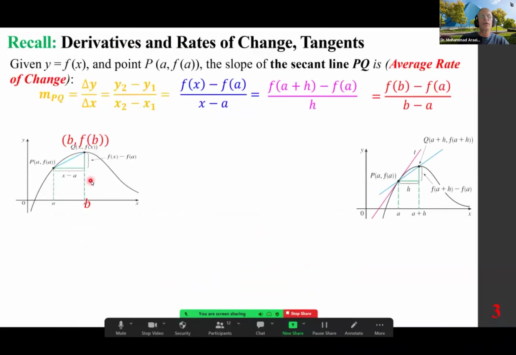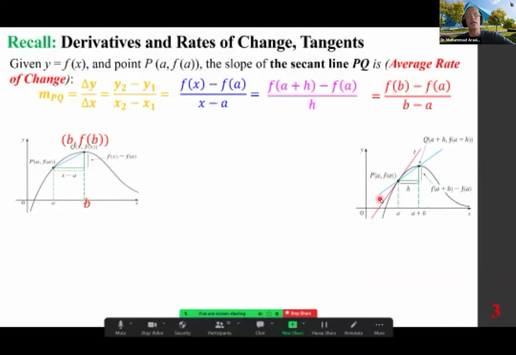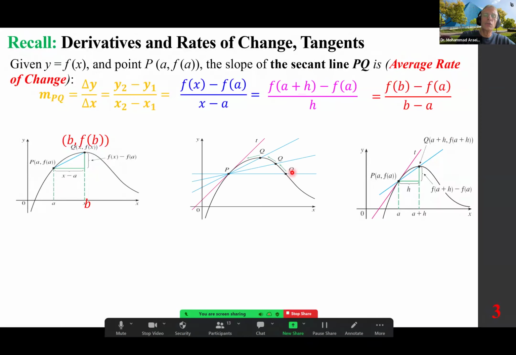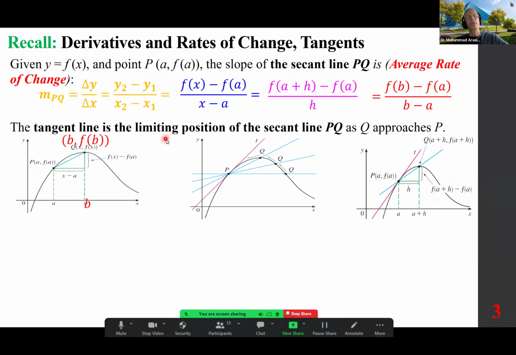When you have 2 points, you can calculate the average rate of change, rise over run, y sub 2 minus y sub 1 over x sub 2 minus x sub 1. There are various formats of the same thing. And the line that has 2 points on a curve is known as a secant line. As Q gets closer and closer to P, it gives rise to the tangent line. Therefore, we define the tangent line as the limiting position of secant line PQ as Q approaches P.